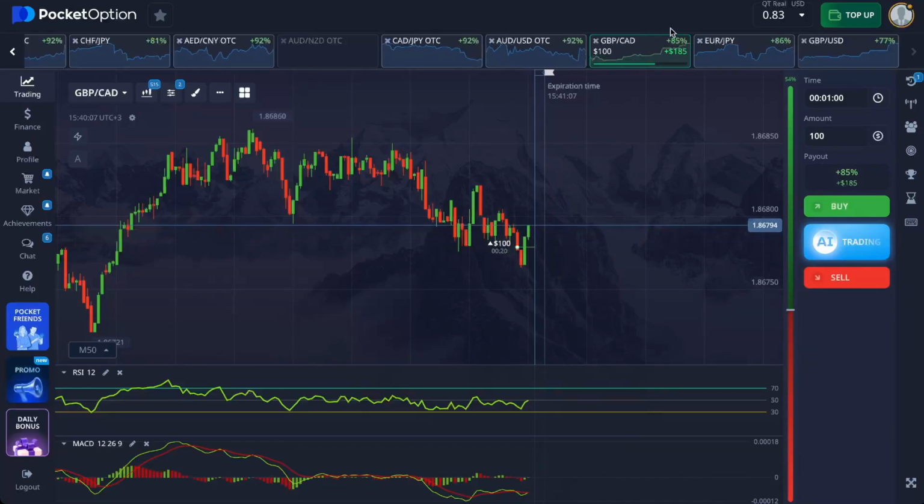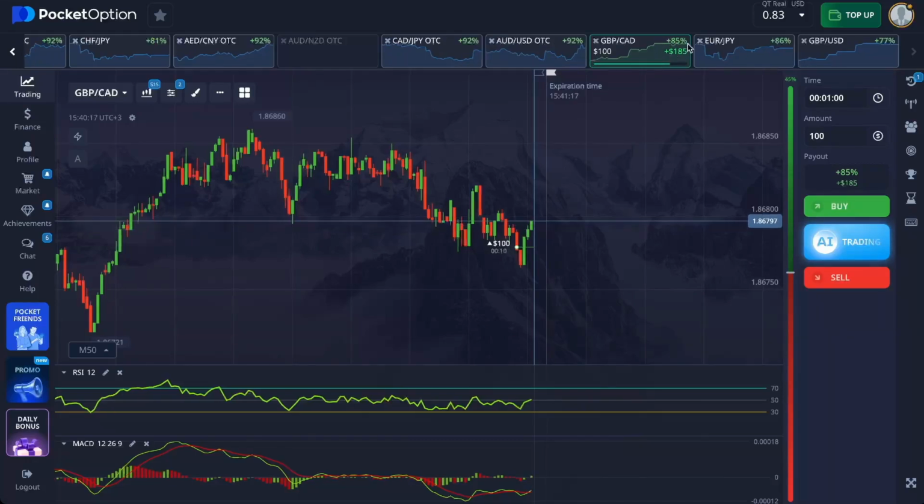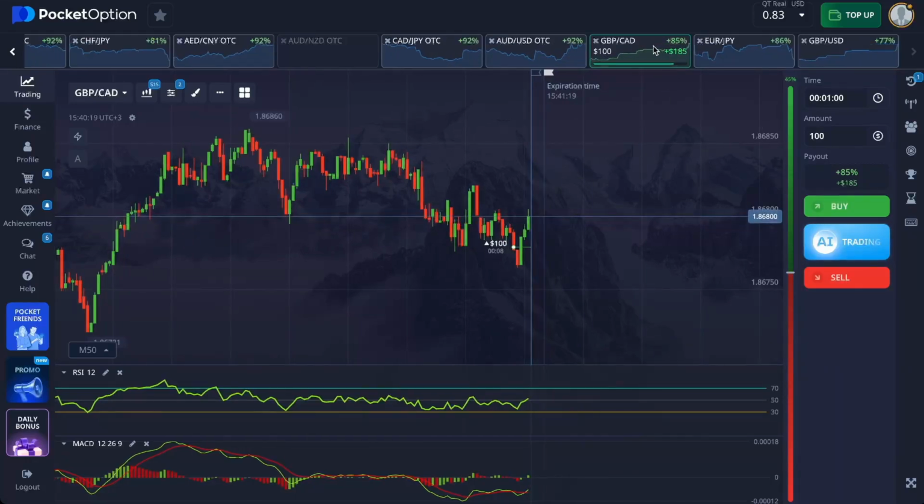Also, notice friends, I don't enter trades where the payout is low. At a minimum, I look for trades where the payout is 85-90. Sorry, I mean 85-90% of the invested amount.